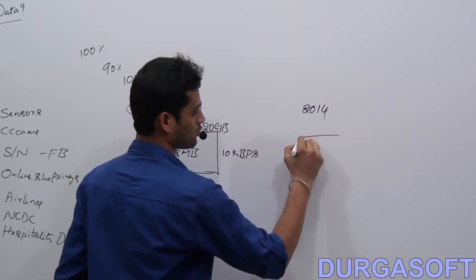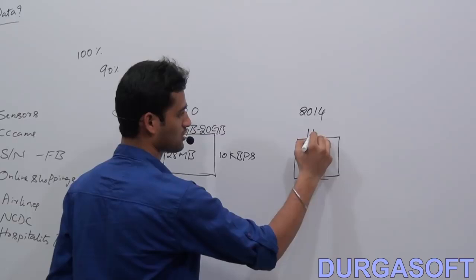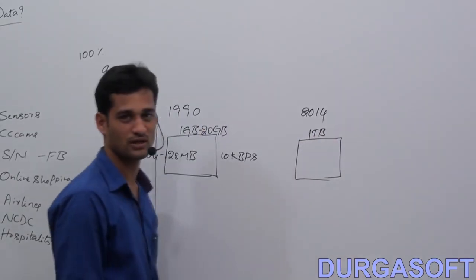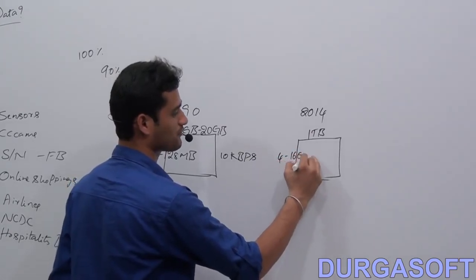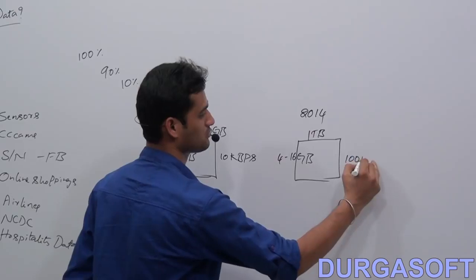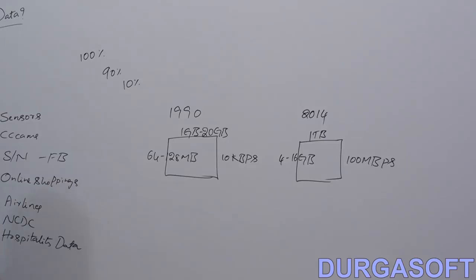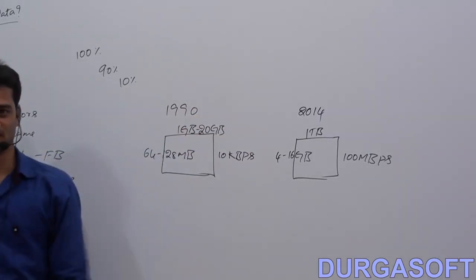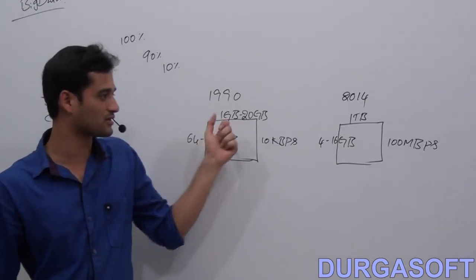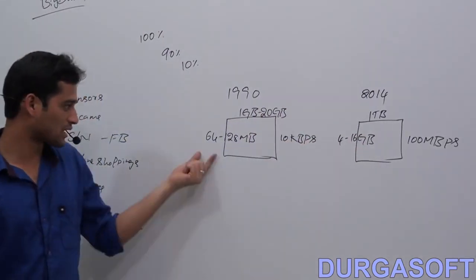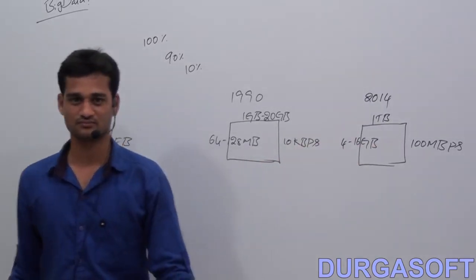Right now we are in 2014. So what is your hard disk capacity now? Minimum 500 GB to 1 TB, and your RAM capacity is 4 to 16 GB, and its reading capacity is minimum 100 MB per second. So in the span of 24 years, your RAM capacity and hard disk capacity have increased about 1000 times. Your reading capacity also increased accordingly.